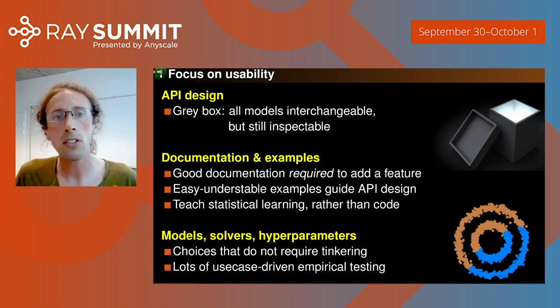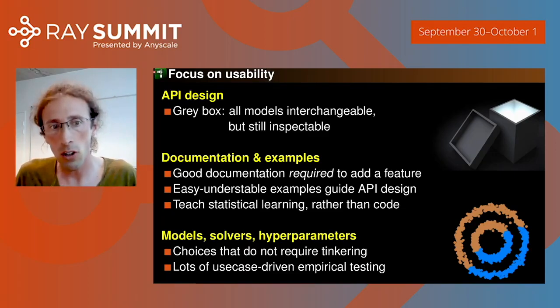We also invest hugely on documentation and examples. There's so many problems that are better solved by explaining something rather than coding more complex models. And the way we do it is that good documentation is required to add a feature. We guide our API design by crafting easily understandable examples. And our goal when we write Scikit-Learn documentation as an example is to teach statistical learning and not to teach code. Ideally, people shouldn't worry about syntax. They should worry about the data science problem they're working on.